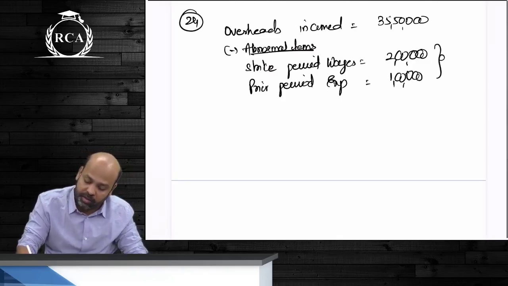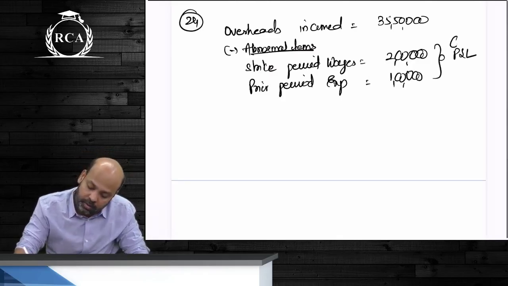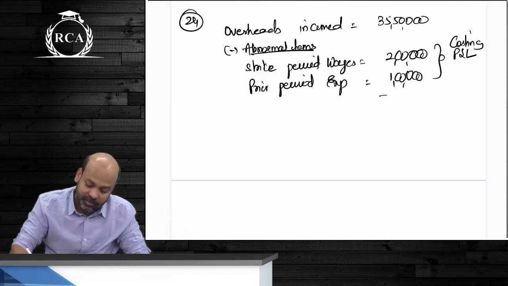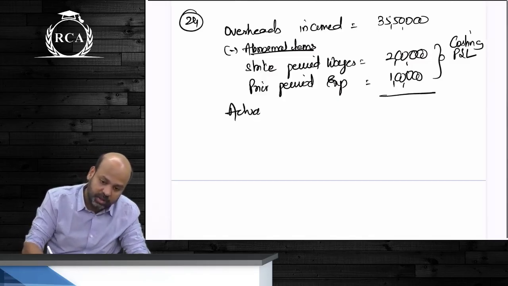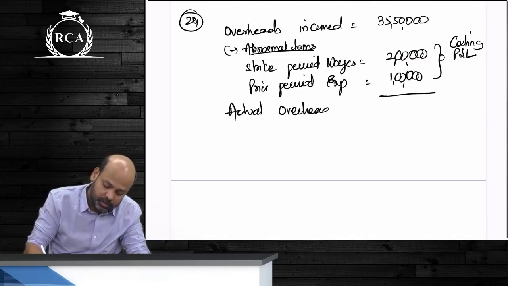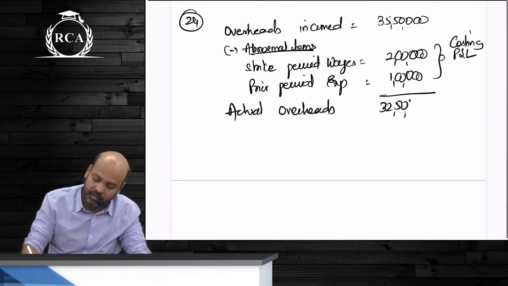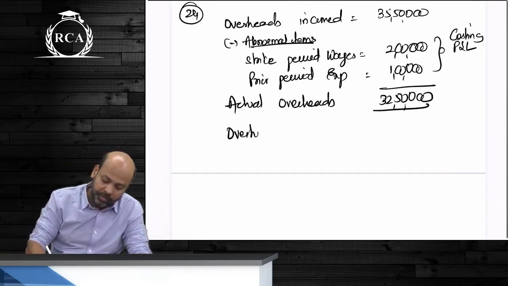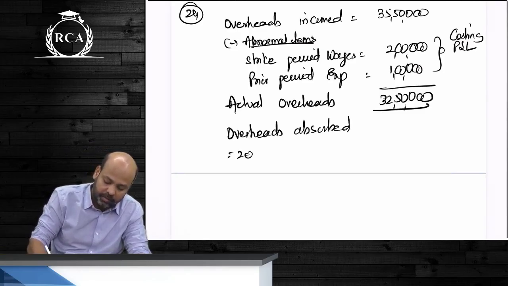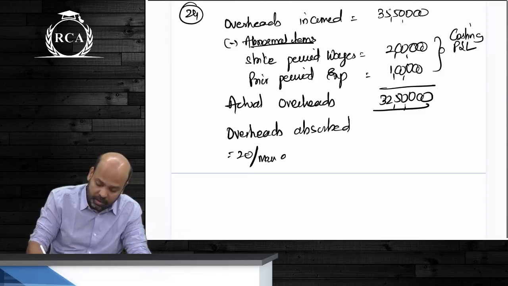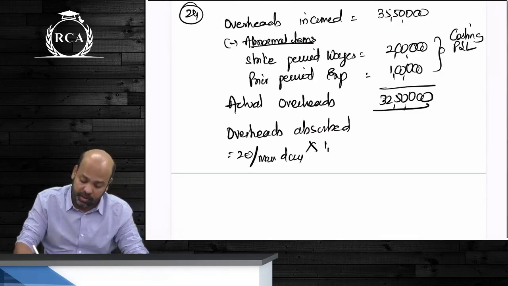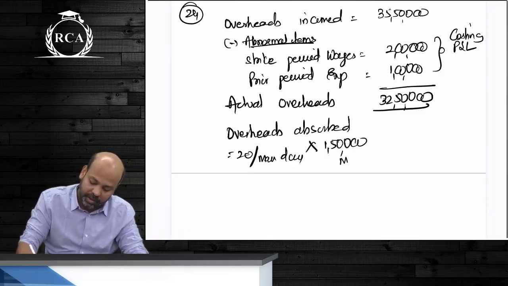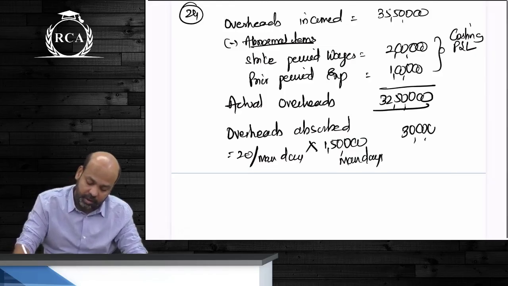Both of these expenses, guys, obviously will get transferred to what? Costing P&L account. So the actual overheads to be considered as such will only be 32,50,000. This will be the amount that we will have to consider. The amount of overheads absorbed: the question says that we are absorbing overheads at the rate of 20 rupees per man day. So 20 rupees per man per day multiplied by how many working days, guys? 1,50,000 man days. You will cancel those 1,50,000 man days. You will be left with 30 lakhs.